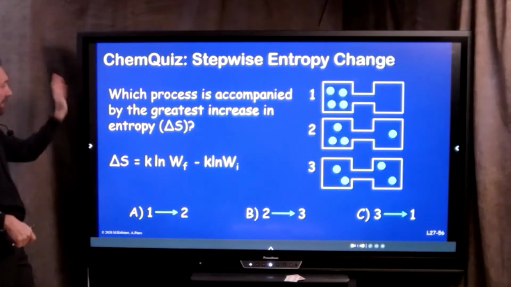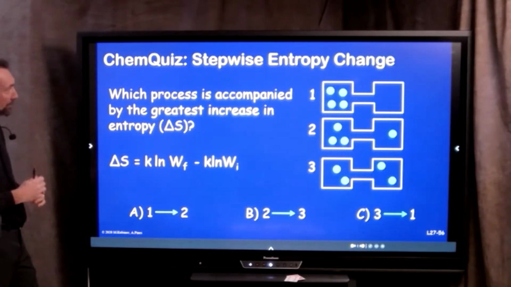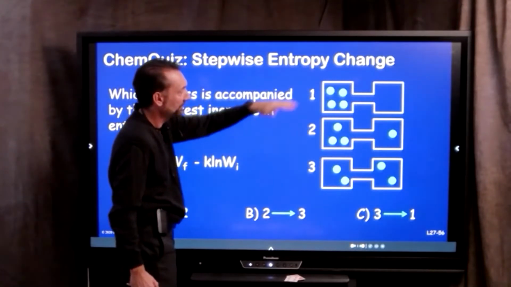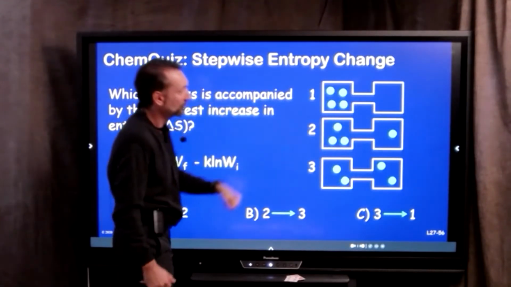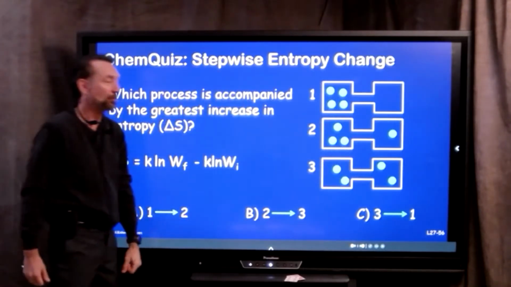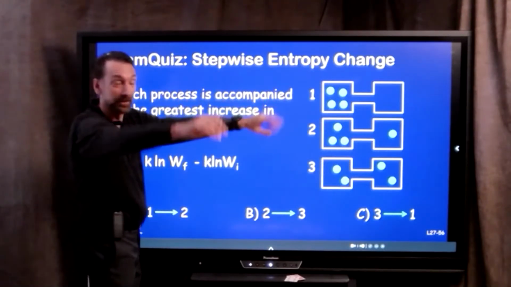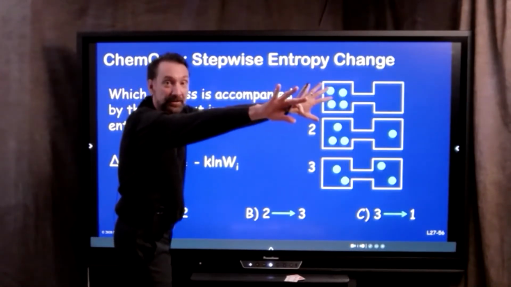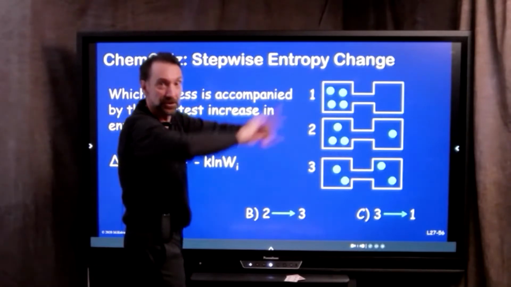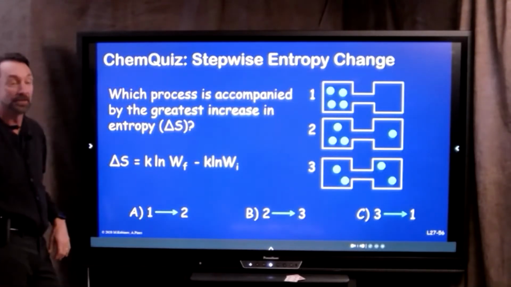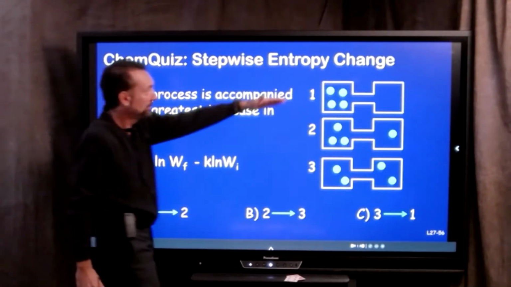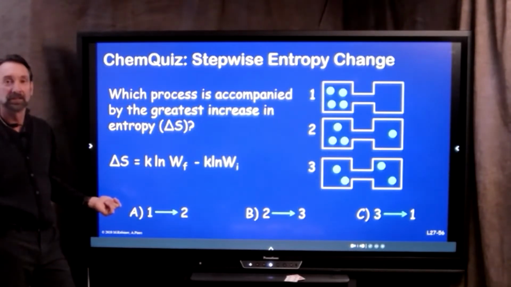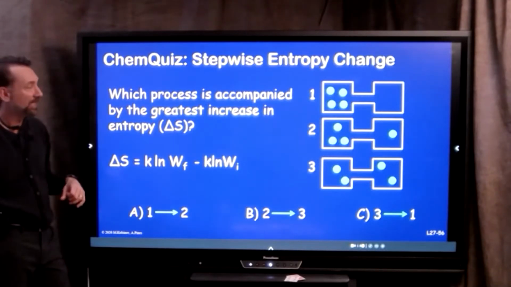So let's do, I'll just talk this one through with you. I have a process here. I start with 4 balls on one side. I go to 1 ball moving over, and then 2 balls moving over. That's our free expansion. That's the first 3 steps in the free expansion of gas. Start all on one side, and you start distributing to the other side. Which step, if I do it stepwise, has the greatest increase in entropy, the greatest delta S for those steps?